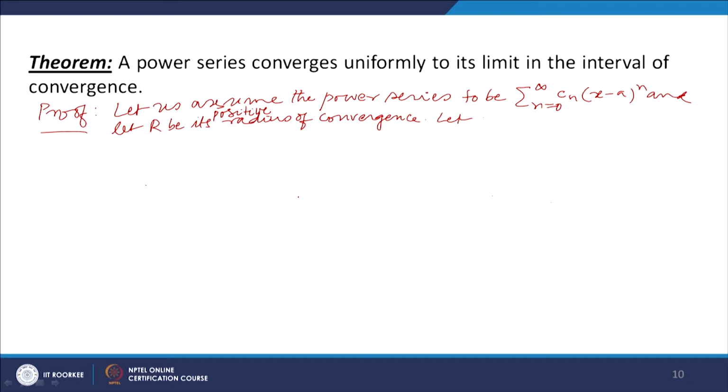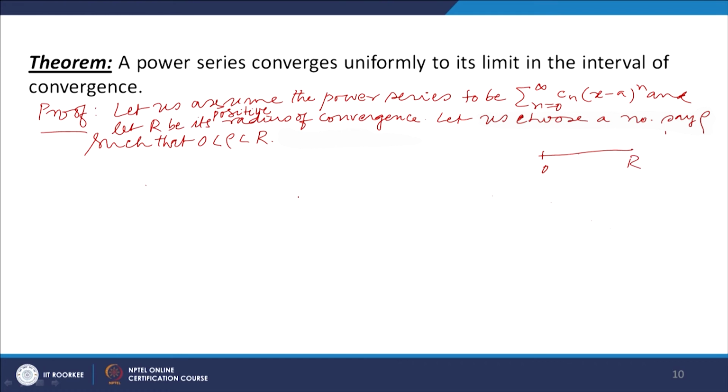Okay. So, let us choose a number, say rho, such that 0 is less than rho less than R. Okay. So, then what we do is, let us take an x. Okay. So, let us say this is your interval 0 to R.